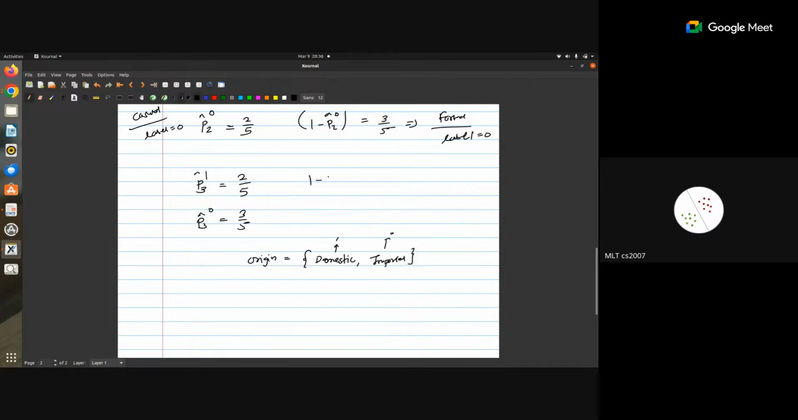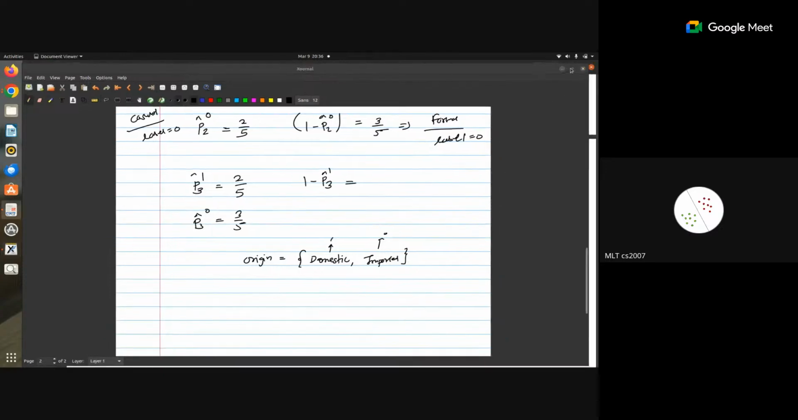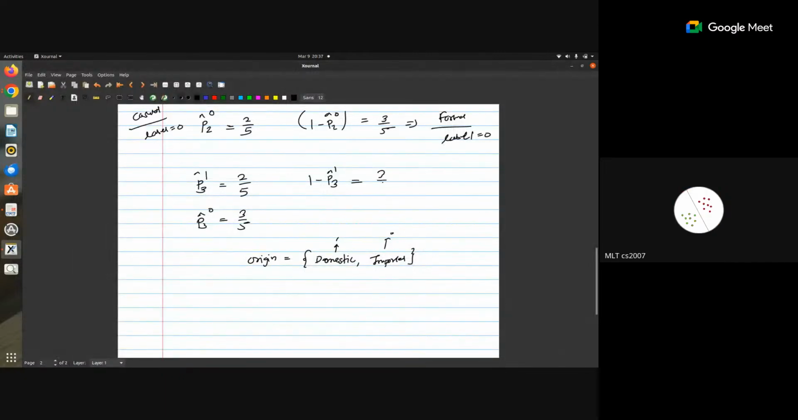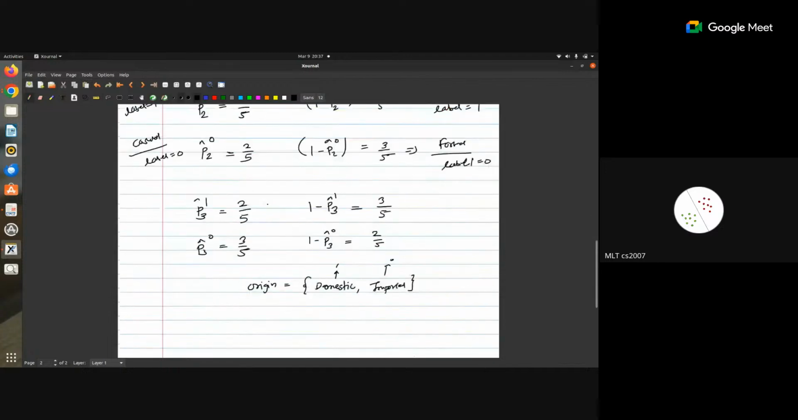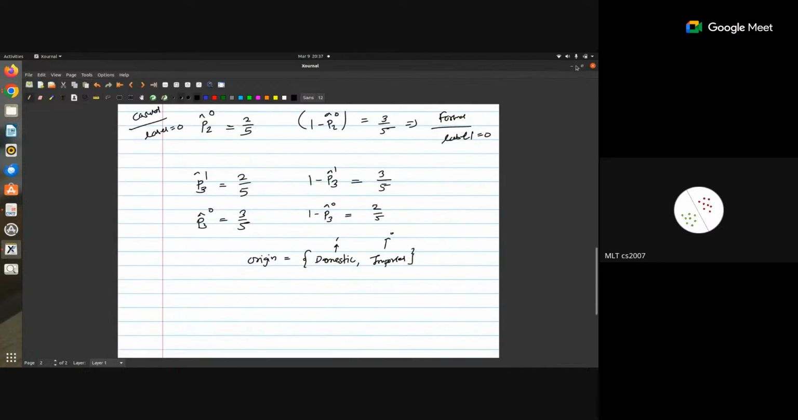And similarly, 1 minus P3 hat 1 is 3 by 5, and here 1 minus P3 hat 0 is 2 by 5. This was clear, right? This is correct, right? These are the 1 minus probabilities. Okay, done. Fine. So what is the question now?